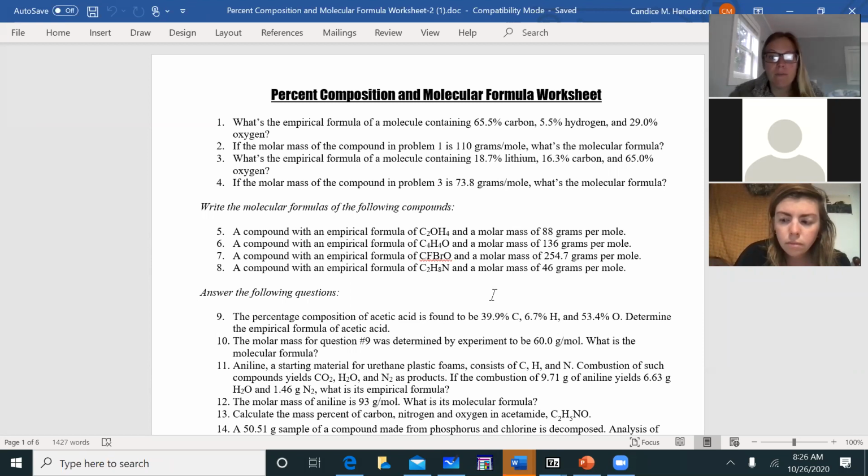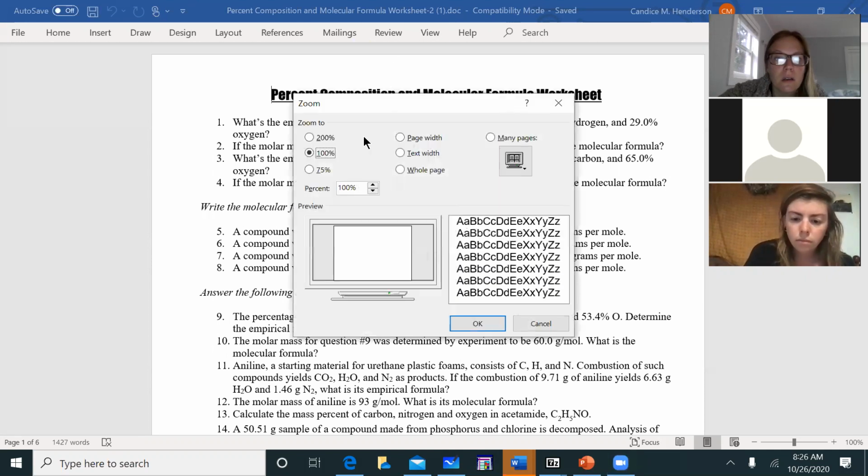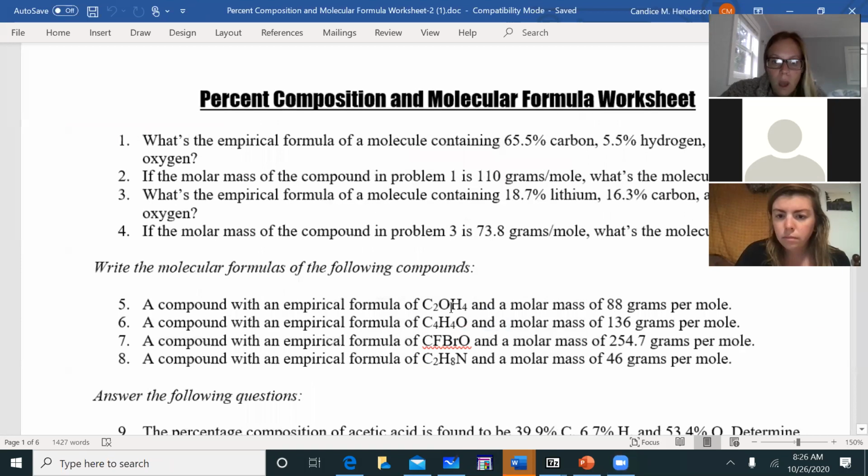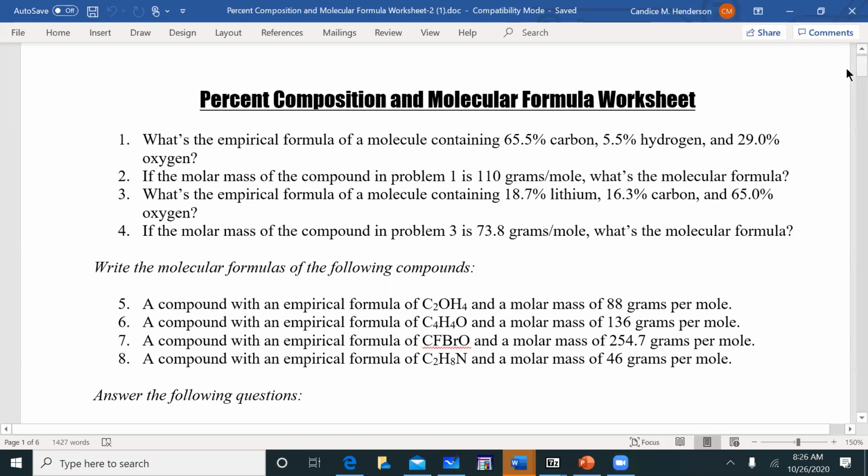So 18.7% lithium, 16.3% carbon, and 65% oxygen. I can zoom in a little bit here. And I'll give you all, it's 8:26. I'll give you 4 minutes to work on that. So you have till 8:30.